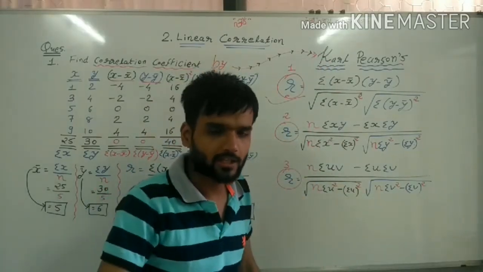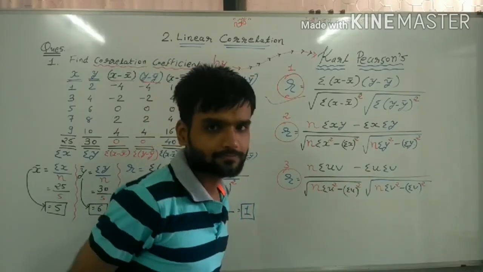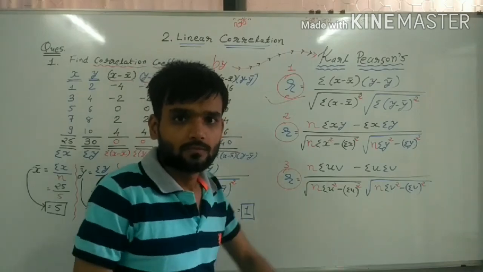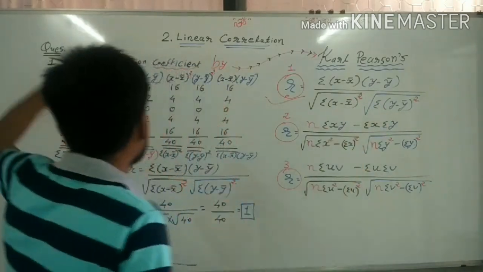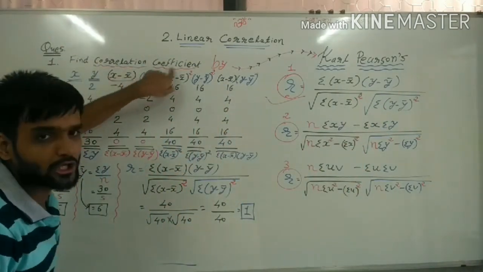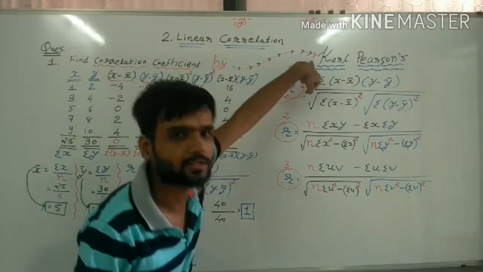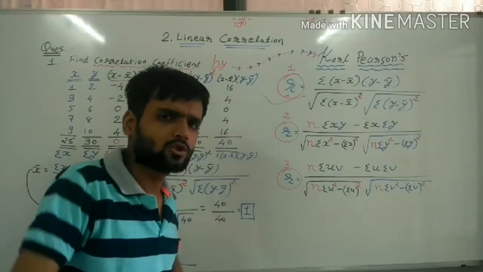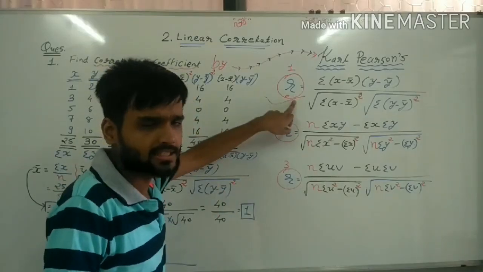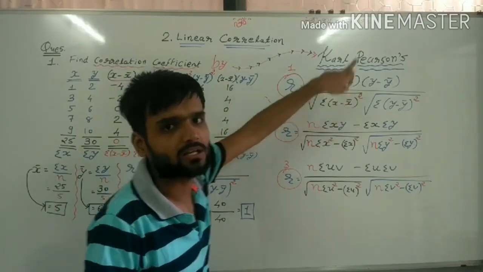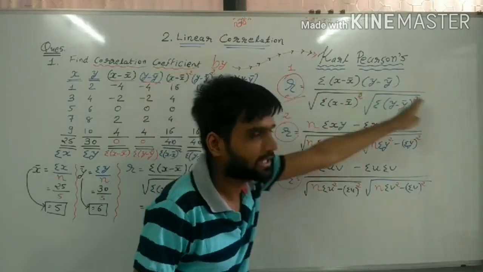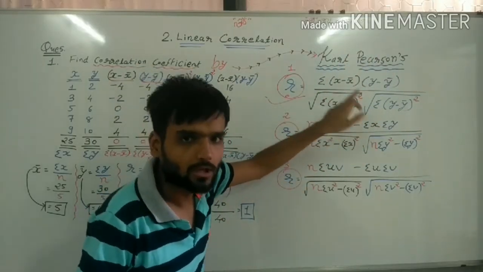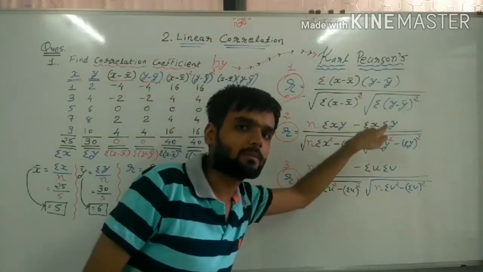That's why we are starting with the sum directly. Now when you are using this formula, when the question is given, find correlation coefficient by Karl Pearson method, then you have to use these three formulas. So the first formula is given: R is equal to sigma x minus x bar, y minus y bar, divided by first under root sigma x minus x bar square, multiplied by second under root sigma y minus y bar square.